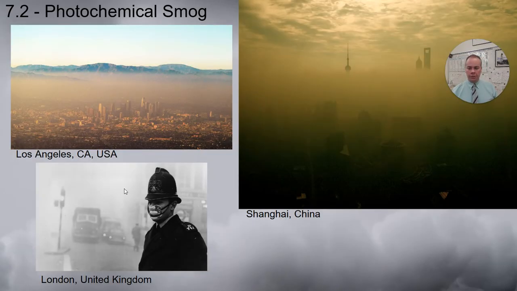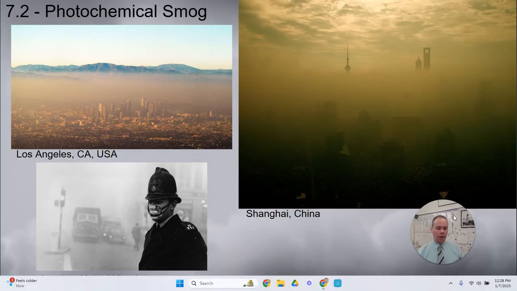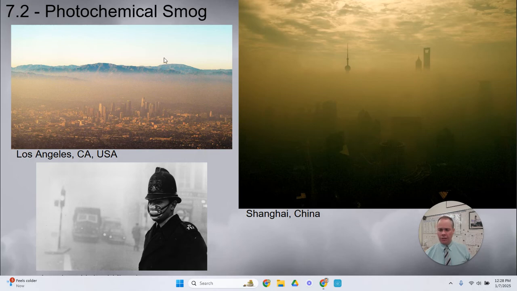Smog is just a portmanteau of smoke and fog. We were just talking in the previous slides about photochemical smog. There are other types of smog as well. This picture of this London police officer comes from what was sometimes called the Great Smog of 1952.